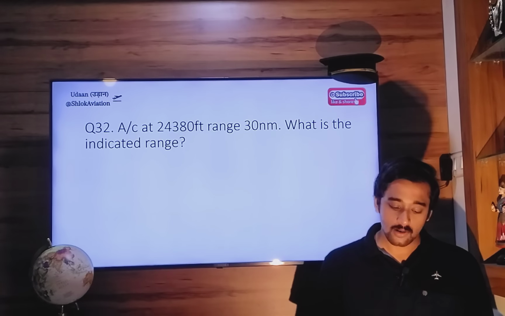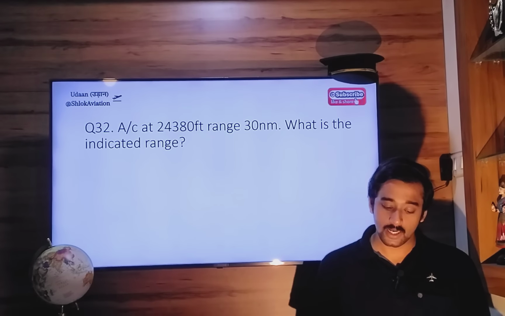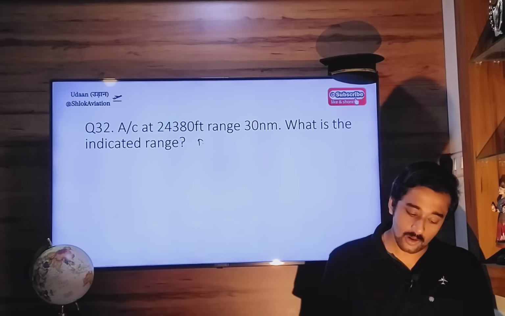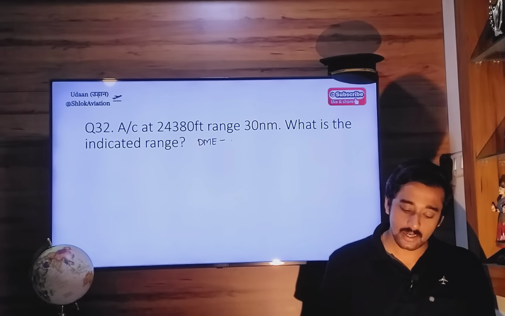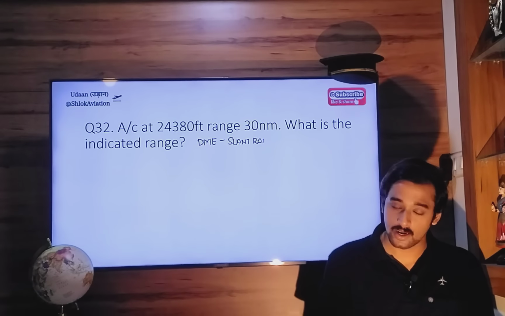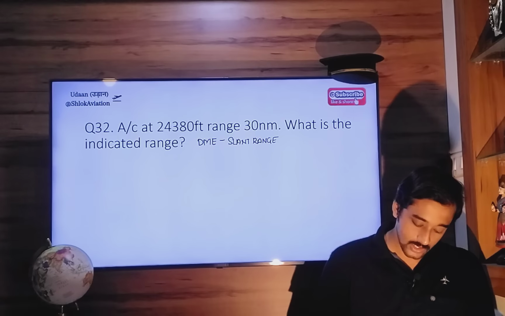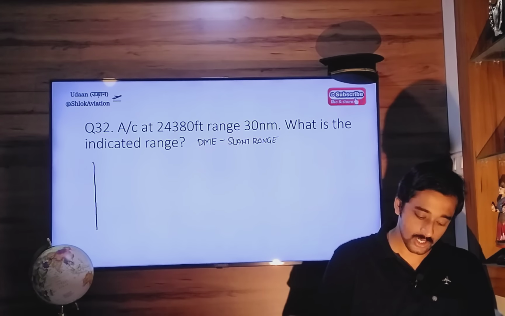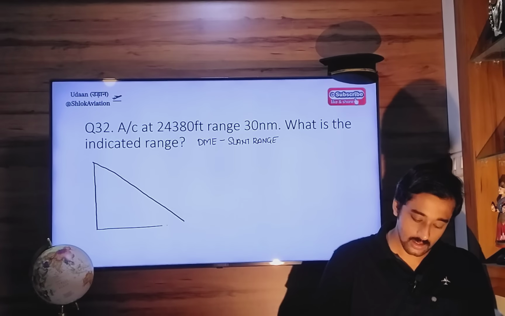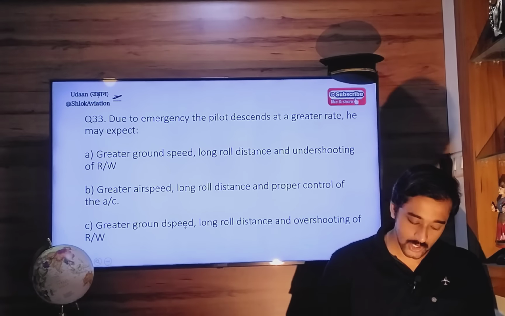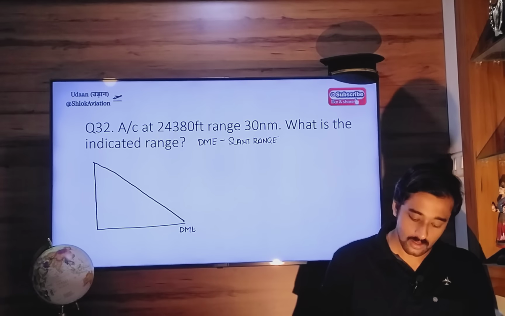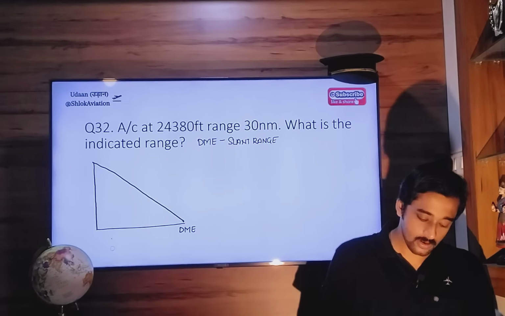The aircraft is at 24,380 feet at a range of 30 nautical miles. What is the indicated range? Your DME will always indicate the slant range of your aircraft, right? So let's draw this triangle. Here is your DME station. This is your aircraft.